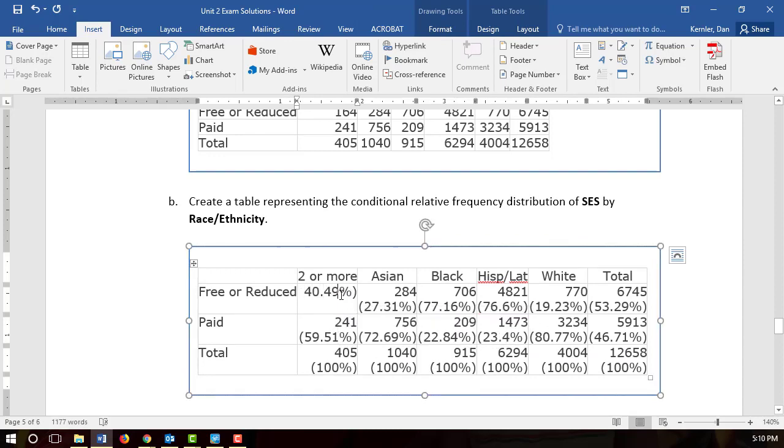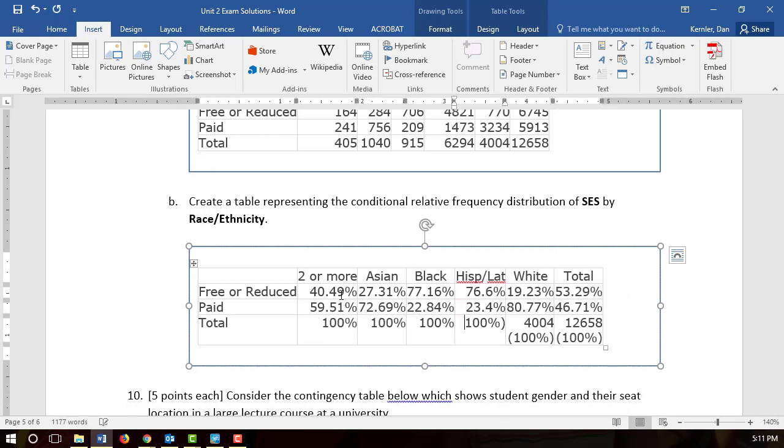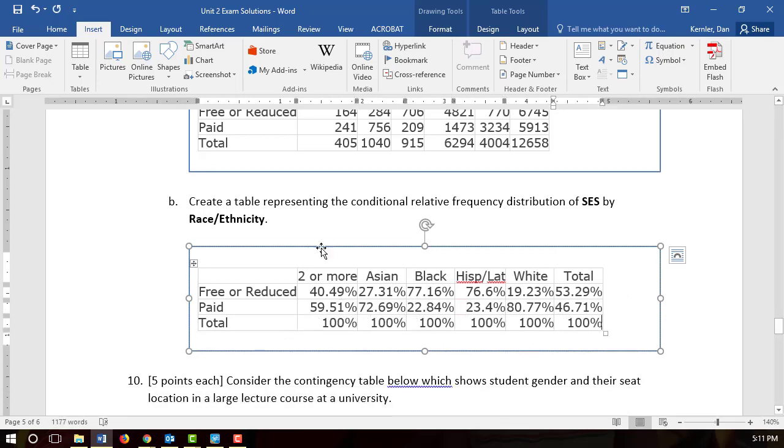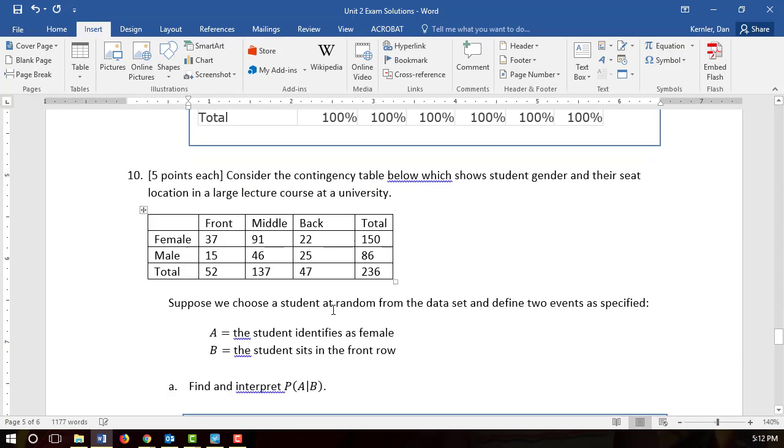Speaking of editing, I should edit this out of the video or speed it up or something so you don't have to watch all of this. All right, there we go. A little tedious, but there we have the conditional relative frequency distribution of socioeconomic status by race or ethnicity.